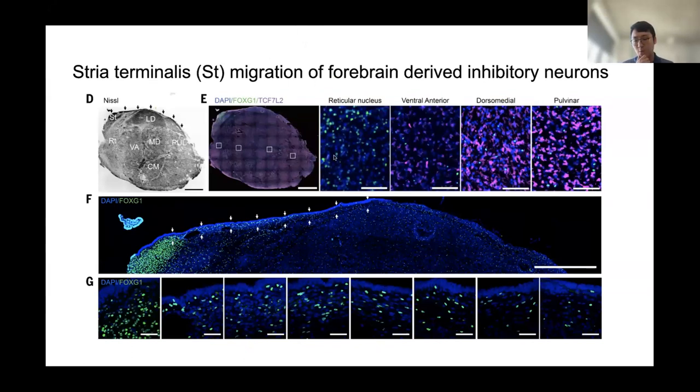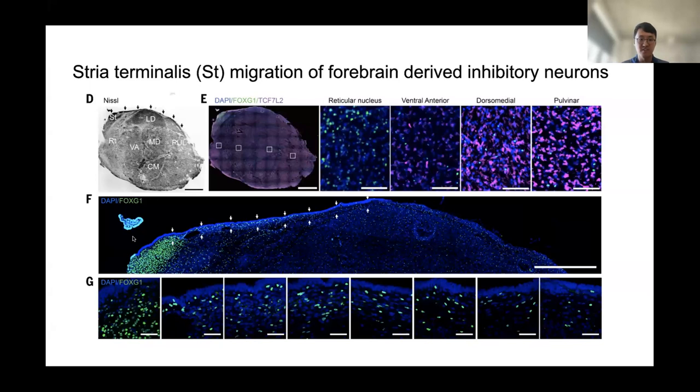To figure out the origin of these FOXG1 positive neurons, we looked into how these cell types are migrating from the forebrain. They've been previously implicated in very old studies, but we've done some validation stains in the stria terminalis, which is actually non-thalamic. It is right next to the forebrain, right under the ganglionic eminence, specifically the MGE. And it's already been shown that the MGE inhibitory neurons migrate into the stria terminalis.